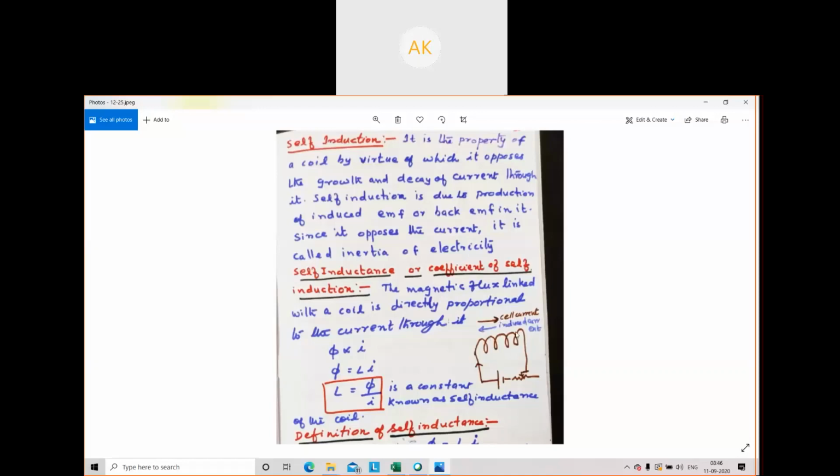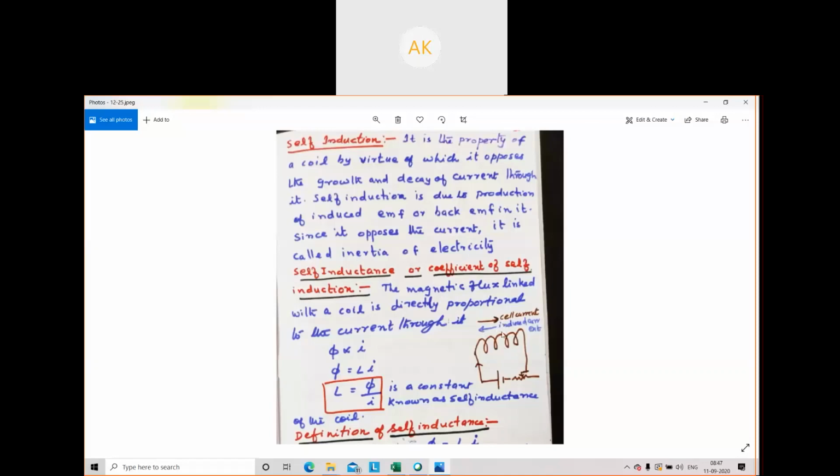That means the coil always likes to oppose any change in the strength of current flowing through it. The coil likes to maintain the same flux linked with it. It doesn't like a change in flux, whether a decrease or an increase, and that is why it opposes that change. Change in flux is always opposed by inducing an EMF in itself. So I think you understood self-induction.